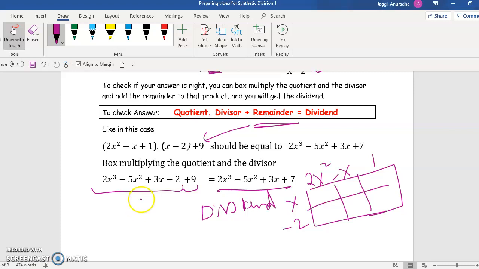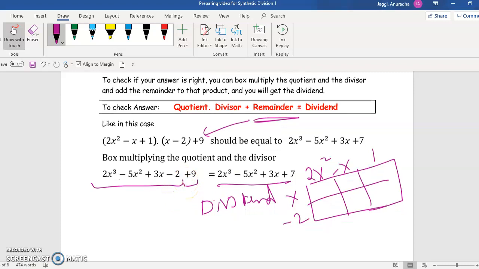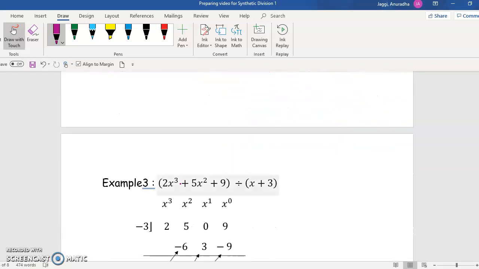Before turning in your assignments, if you want to make sure that every question you have done is right, then you follow this procedure and you will feel more confident before turning in the assignments. Okay, moving on to the next example.